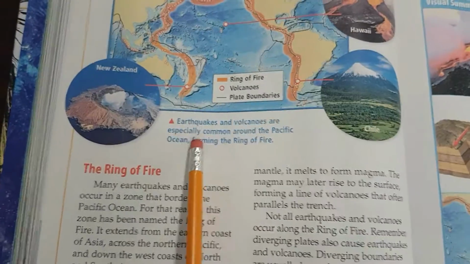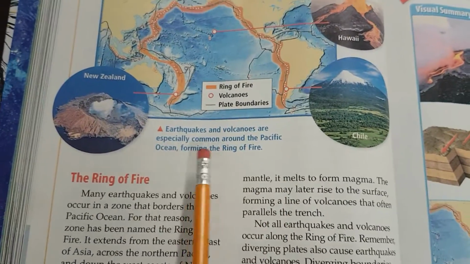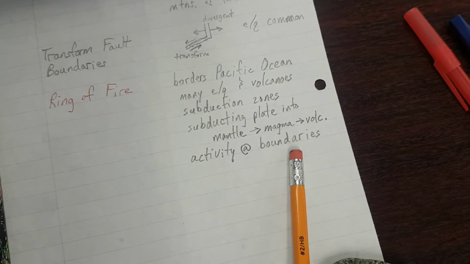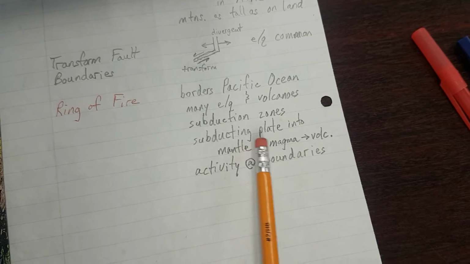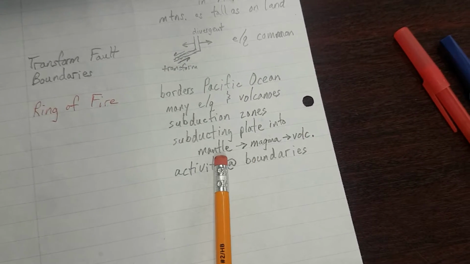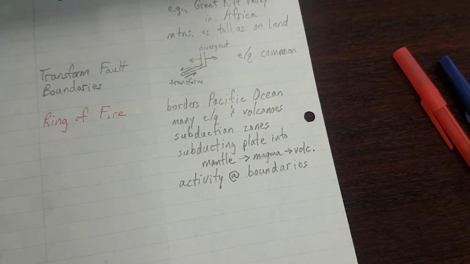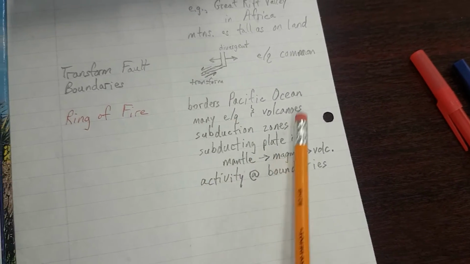All right, pictures. Earthquakes and volcanoes are especially common around the Pacific Ocean, forming the Ring of Fire. Okay, the Ring of Fire is around the Pacific Ocean. There's a lot of activity at those plate boundaries. At the subduction zones, the subducting plate goes down into the mantle, melts to become magma, and creates volcanoes. And then there's many earthquakes and volcanoes along the Ring of Fire.